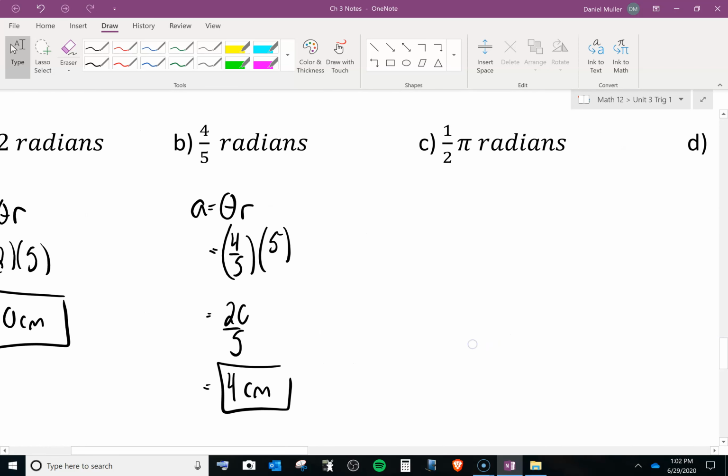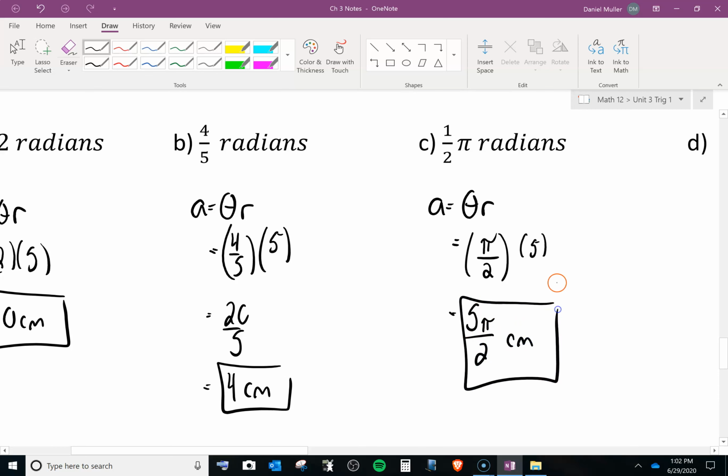Now continuing on, I've got theta r. The theta in this case is going to be 1/2 times pi. So I'm going to write it as 1, the numerator is 1, and the pi is also the numerator. So 1 times pi is pi, and then just a 2 is on the denominator. So that is my radians, and then my radius was 5. So my answer is going to be 5 times pi, which is 5 pi over 2 centimeters.